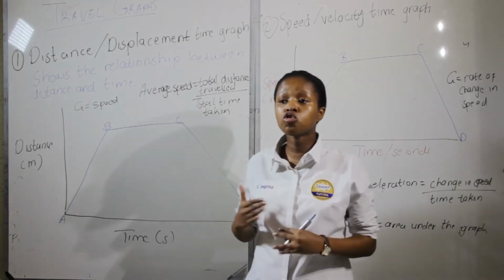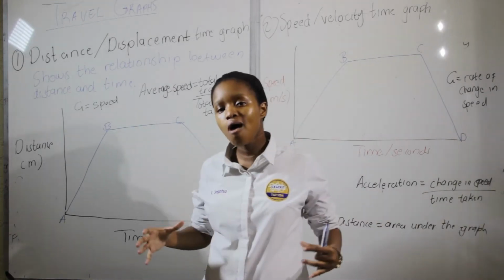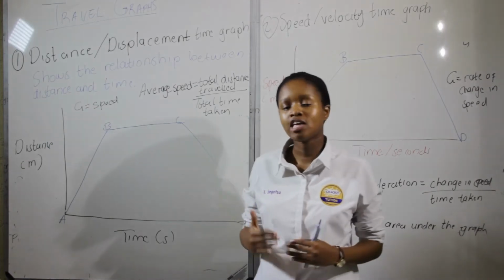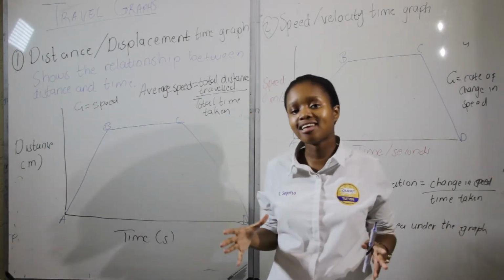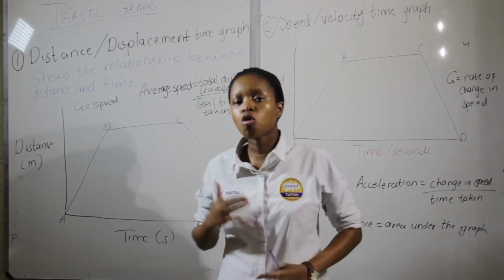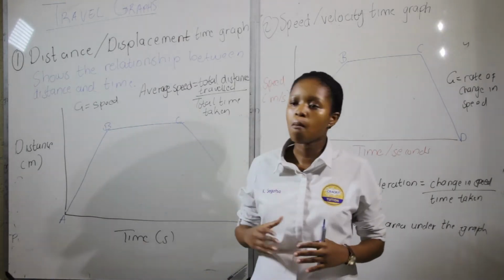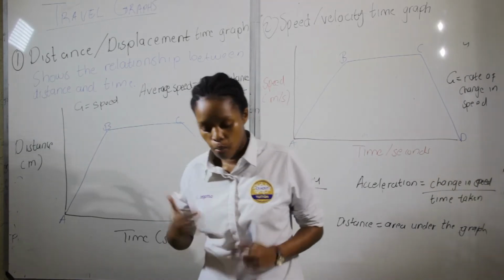So today we're going to be talking about what we call travel graphs. So what are travel graphs? Travel graphs are graphs that are used to represent motion of objects. When you talk of motion of objects, we're talking about how an object moves, at what speed that object moves, and how much distance that object has moved. So motion is movement. The word motion, we mean movement.